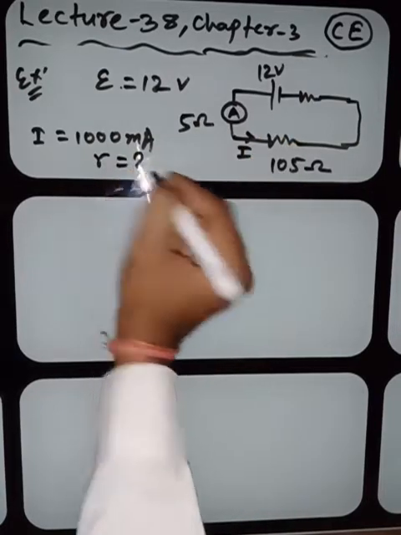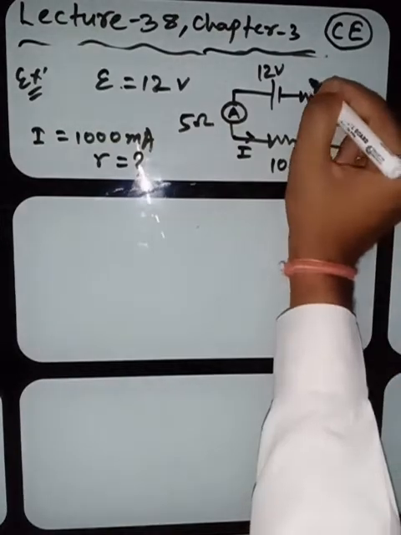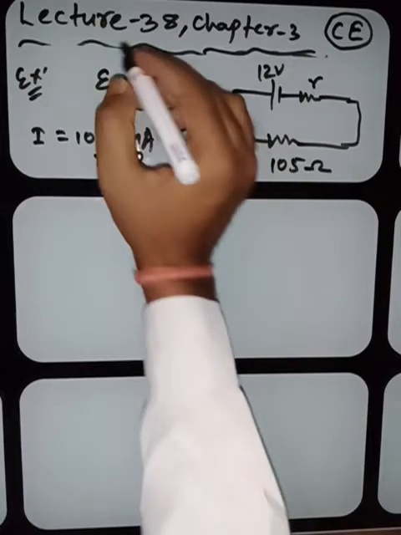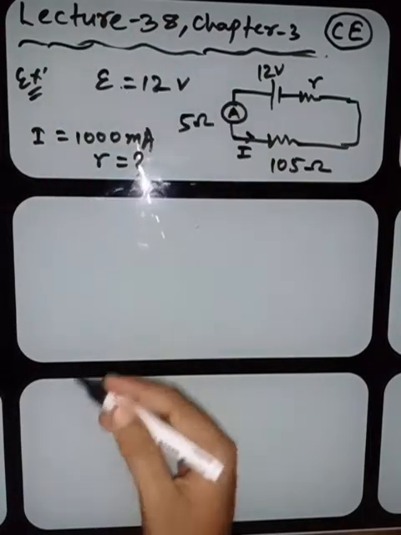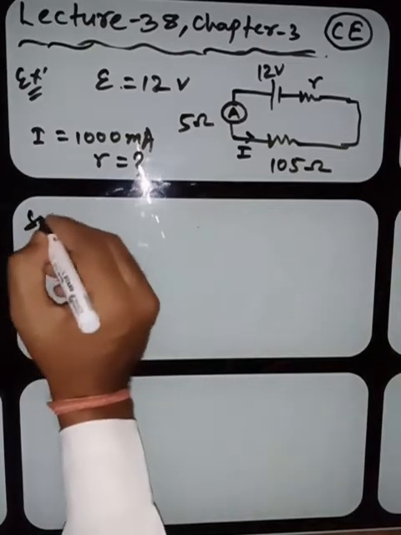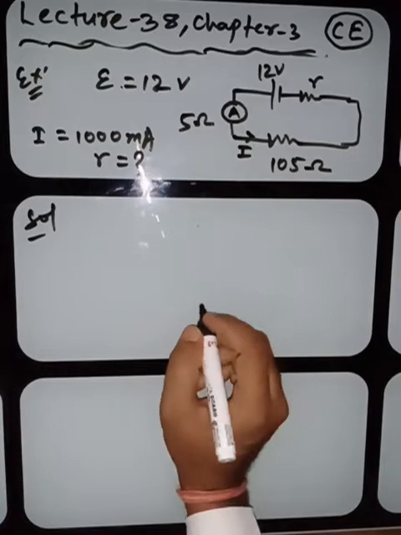Then r will be what? This is your question, my dear students, and r is the internal resistance. Stop the video and try to solve this question. Now let me solve this question. I know this is not a very tough question.